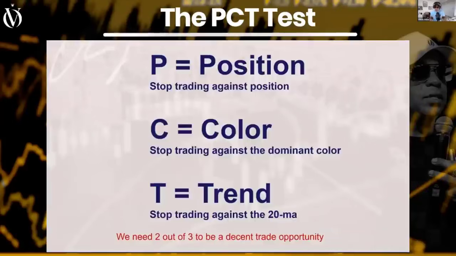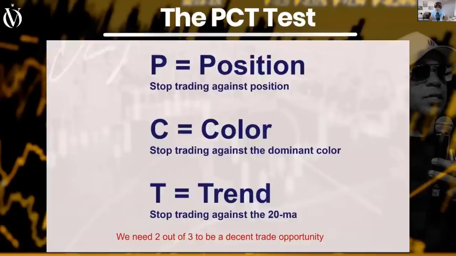C stands for the color part of the test. I want to play with the dominant color. I don't want to play against the dominant color. I don't want to play against the winning team. I want to play with the winning team. C stands for color. Trend: I want to play with the prevailing trend, with the prevailing movement. So how do we determine what the prevailing trend is? It's simple. The 20-period moving average reveals the trend. If the 20-period moving average is rising, the trend's up. If the 20-period moving average is declining, the trend is down, period.